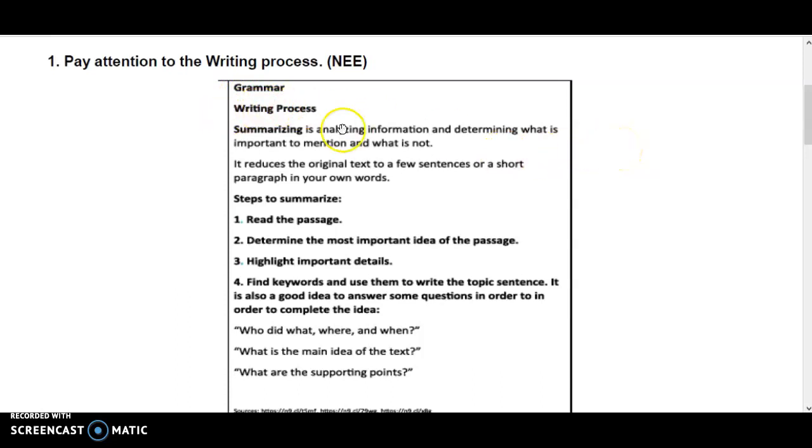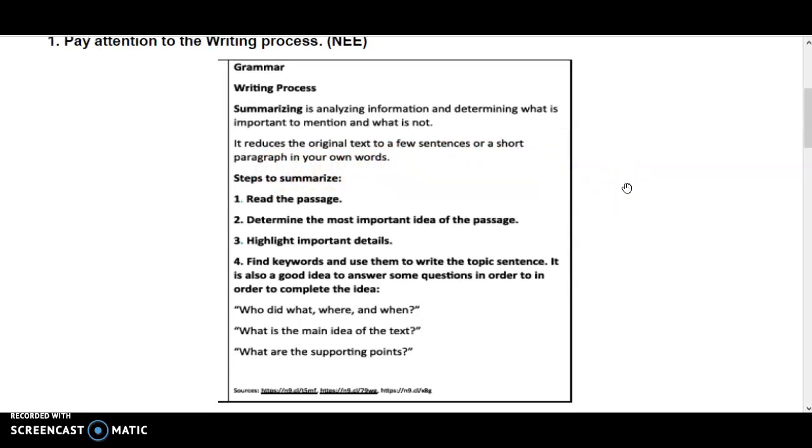What is the writing process? Summarizing is analyzing information and determining what is important to mention and what is not. Remember, if you have a long reading or a long text, you have to make it shorter. So you have to select the most important information in order to summarize. It reduces the original text to a few sentences or a short paragraph in your own words. That is the idea.